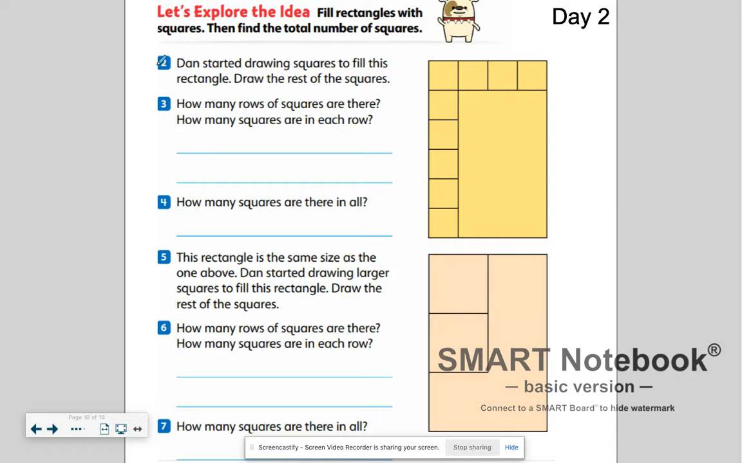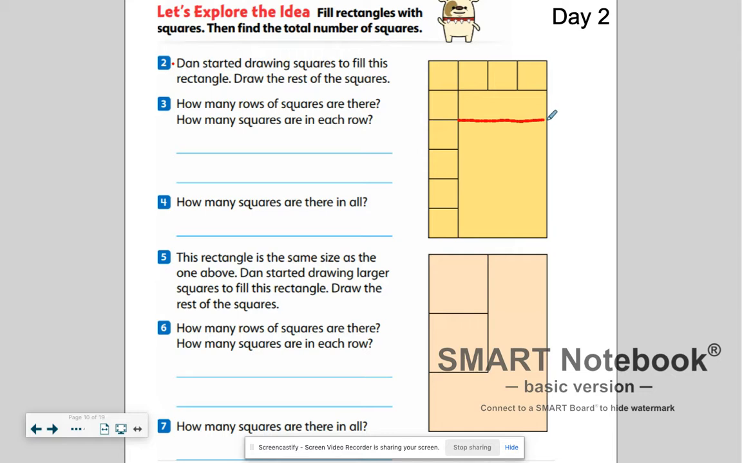All right, so let's look at this one about Dan. Dan started drawing squares to fill this rectangle. Draw the rest of the squares. So we can see where the rows go. Remember rows, row your boat. Hold out your arms. They go left to right. So let's fill in the rest of these.